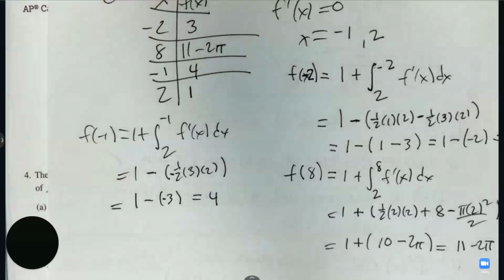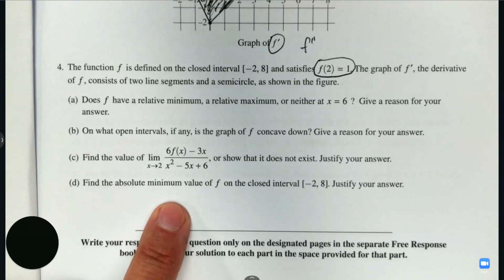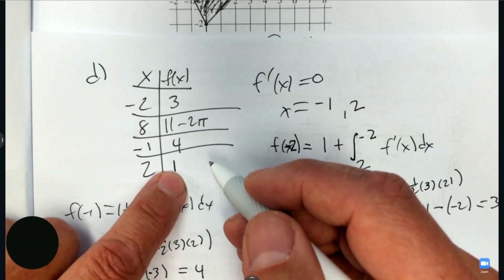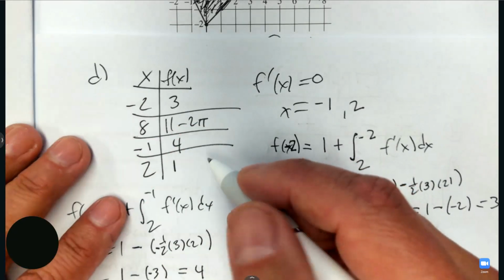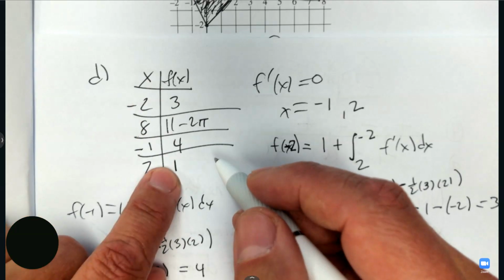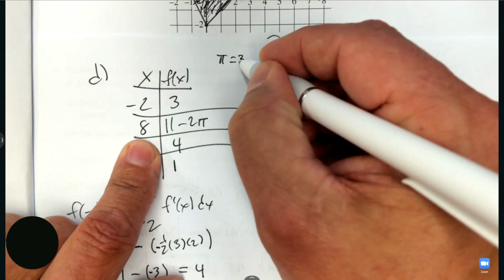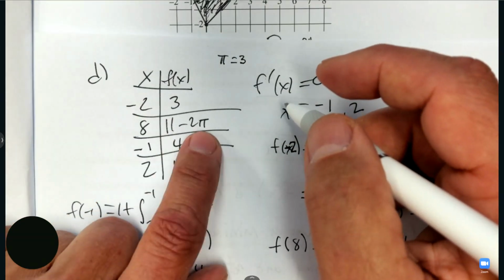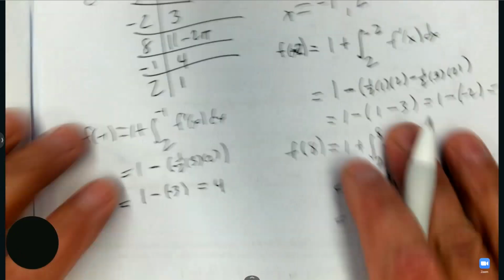All right, now I'm going to read the question again. It says, find the absolute minimum from there. What's the lowest answer here? So I'm not looking for the x coordinates. I'm looking here. 3, 4, and 1, or this one. Which one is the minimum? It's not 3 and 4, so it's either 1 or 11 take away 2 pi. So a quick, just say pi equals 3, not even 3.14. So 2 times 3, 11 take away 6, that answer is close to 5. That means our absolute minimum is 1.